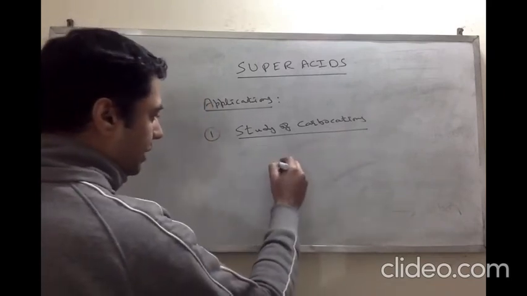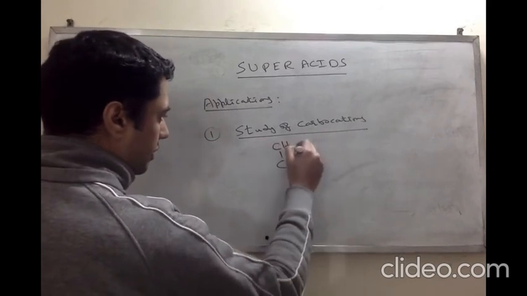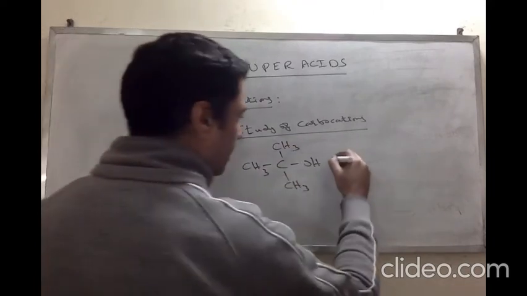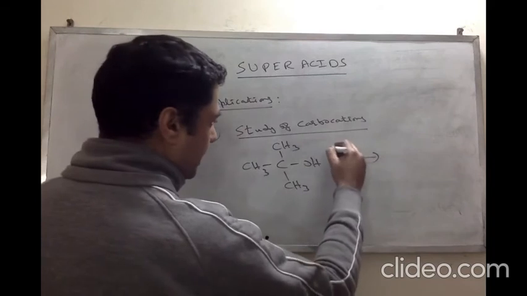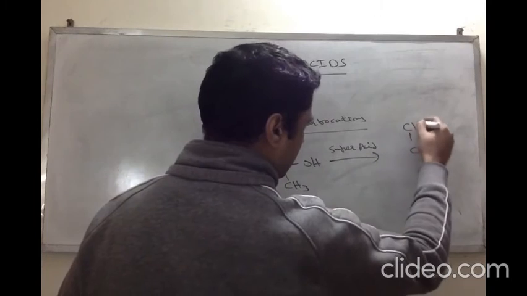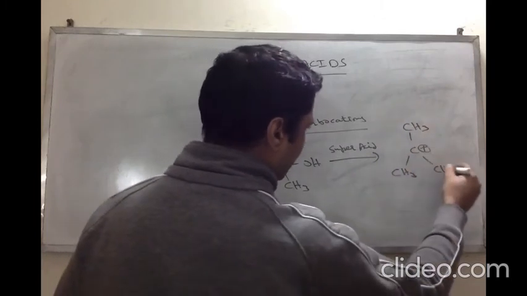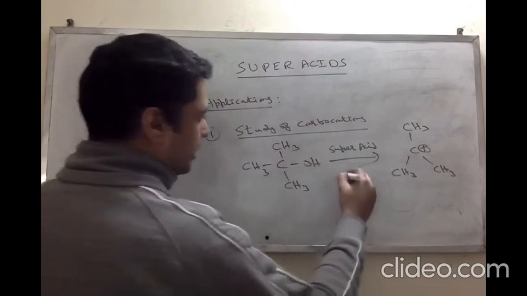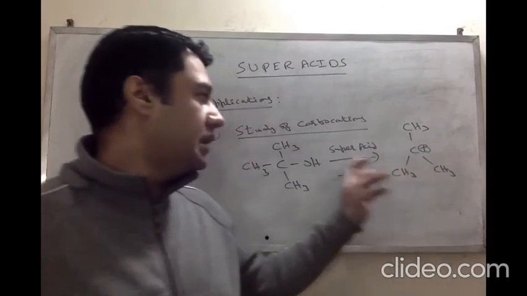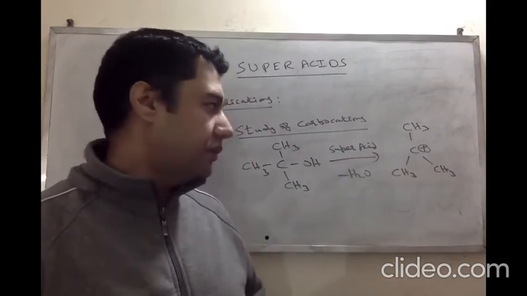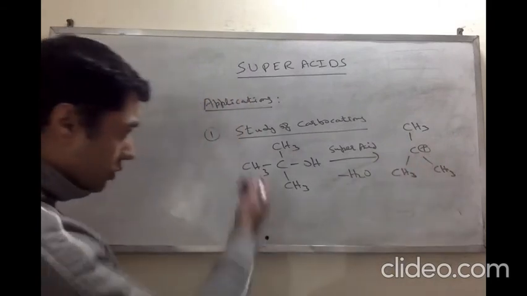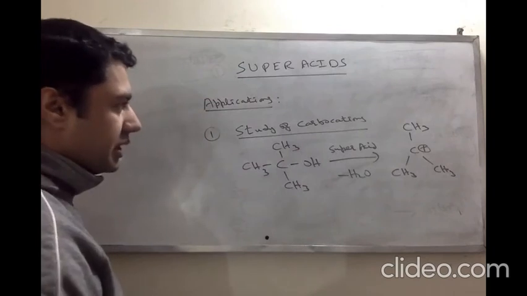So let's take an example here. If we start with tertiary butanol and add it to a superacid, the result is tertiary carbocation, and water is removed from this particular chemical by the superacid. And the thing is that this particular carbocation is stable in superacid as a medium, enabling therefore the study of this carbocation and its interaction with other molecules. So this is the first application area, which is study of carbocations.